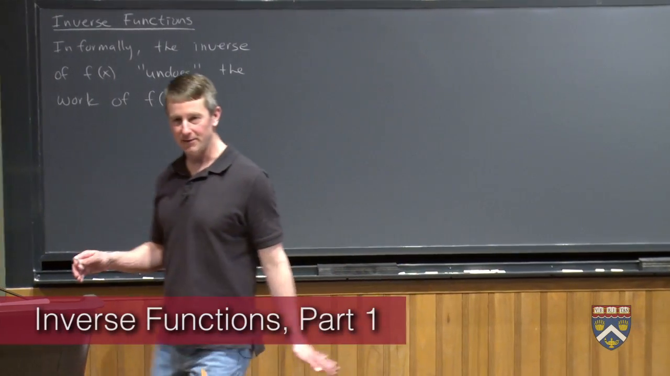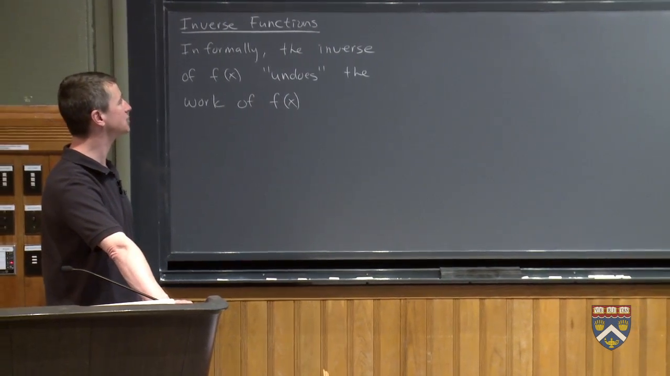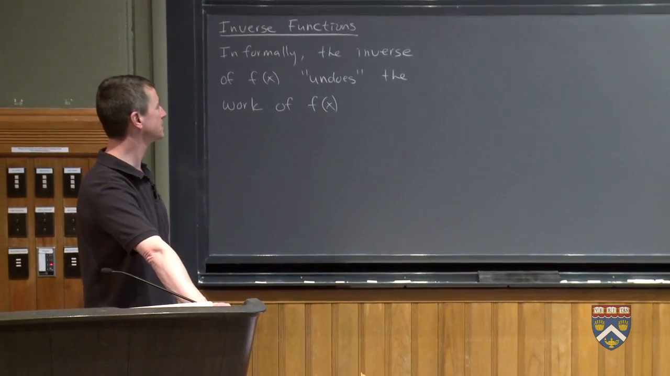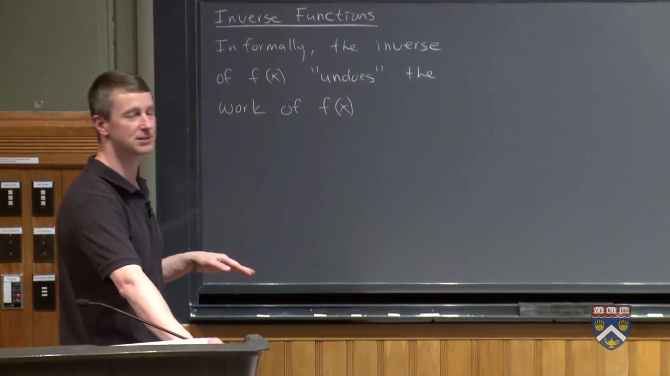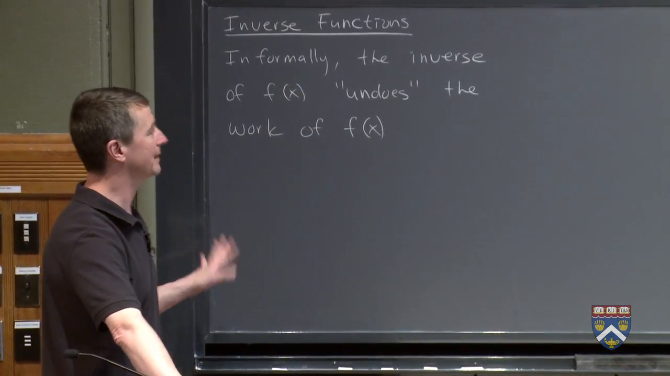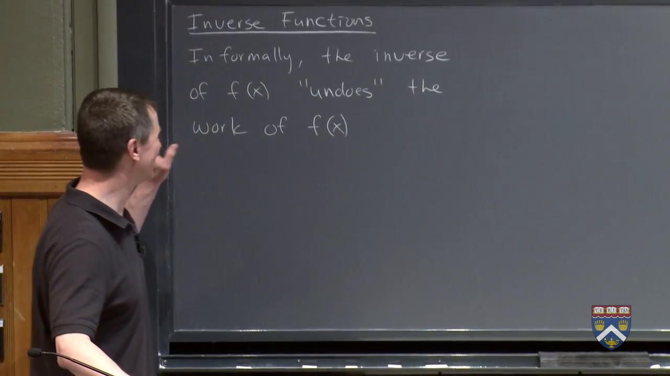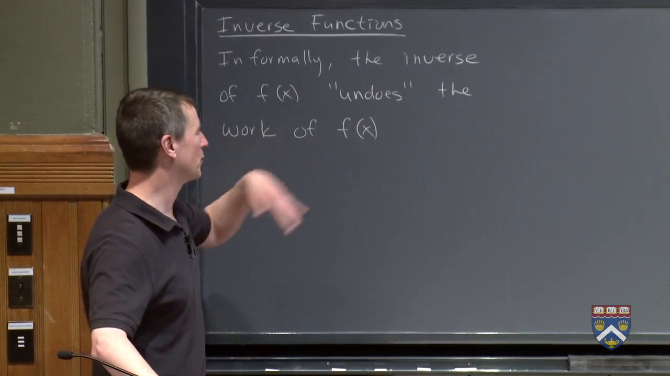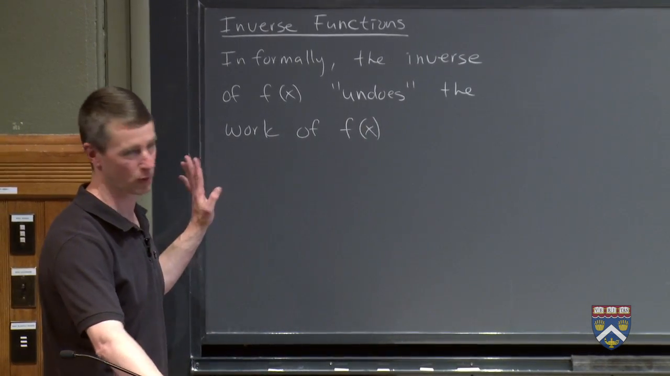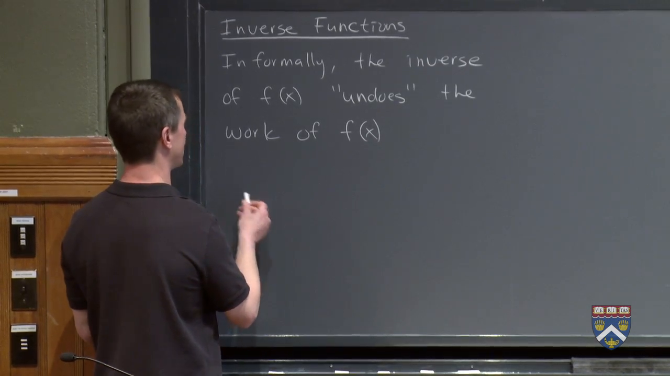So before we define an inverse function formally, I think it's much more useful for us just to understand intuitively, informally, what it means. So informally, the inverse of a function f of x undoes the work of f of x. Now, to a mathematician, this definition, I haven't even given it the name definition. It is completely unsatisfactory because we don't know what the word undoes means and we don't know what the word work means. But this is just going to be our initial idea of what an inverse function does.